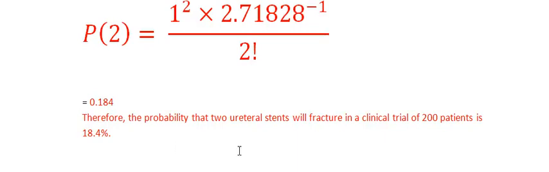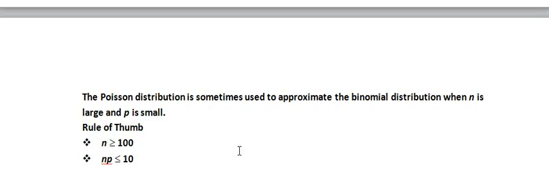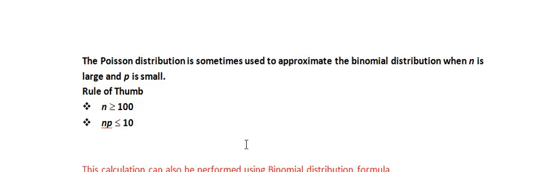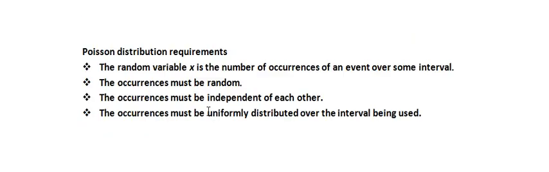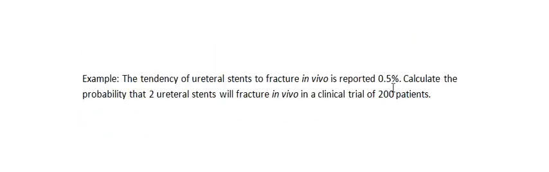Now interestingly, we can also use the binomial distribution to estimate the probability of this Poisson distribution, but it has a few rules that you have to fulfill. One is N must be a large number, it should be more than or equal to 100. In this case, we have N of 200, so it fulfills that first requirement.